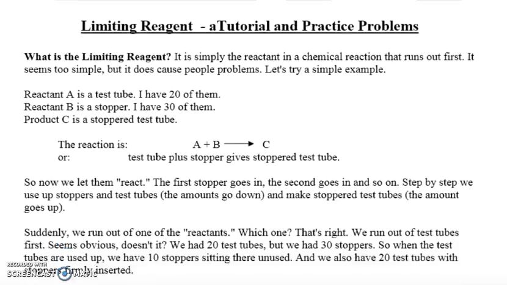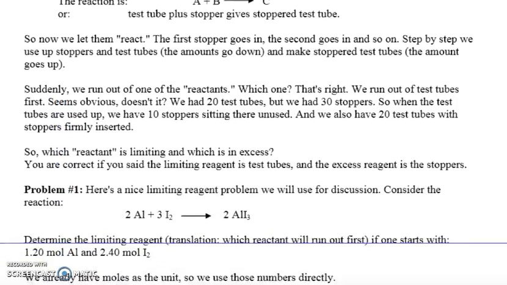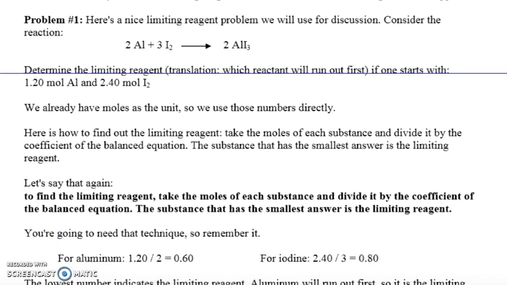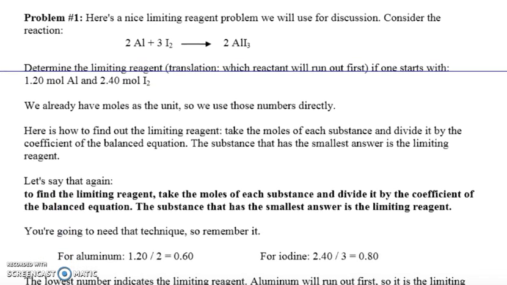Problem number 1. Okay, let's take it into the chemistry world here. Down here, problem number 1. Here's a nice limiting reagent problem we'll use for discussion. Consider this reaction where you have 2 aluminums and 3 iodine molecules to end up with 2 aluminum iodide molecules. The question, or your task, is to determine the limiting reagent. Translation: which reactant will run out first?